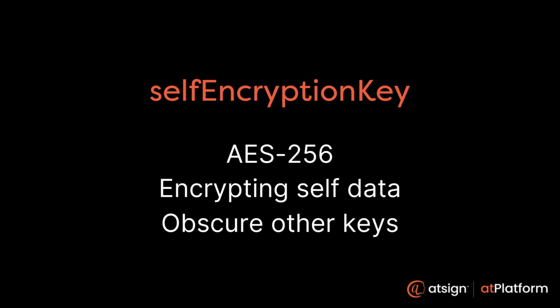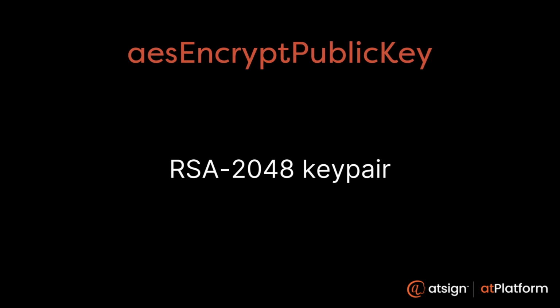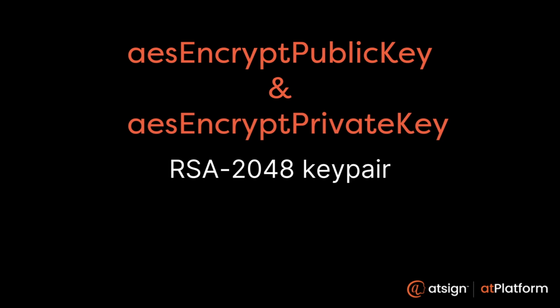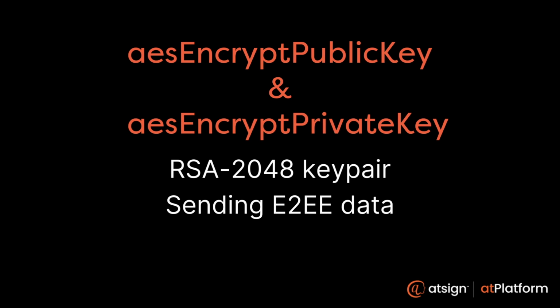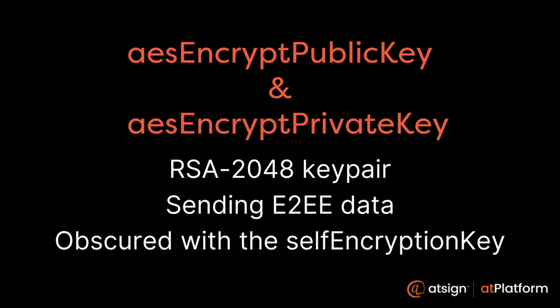The next 2 keys are part of an RSA 2048 key pair. This consists of a public and a private key named AES encrypt public key and AES encrypt private key. This key pair is responsible for sending end-to-end encrypted data between @signs. If you would like to access these keys, you can decrypt the keys using the self-encryption key.